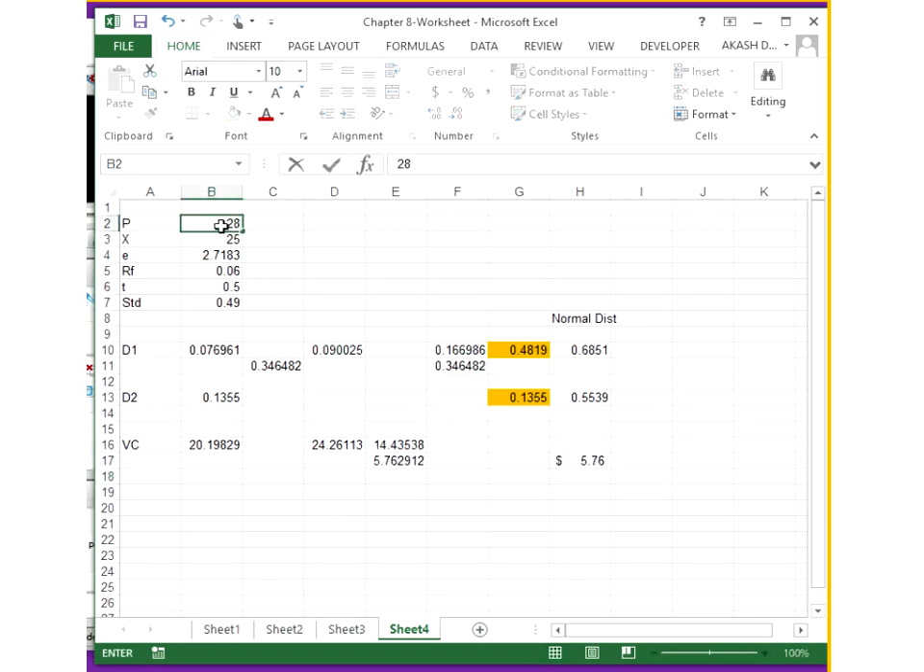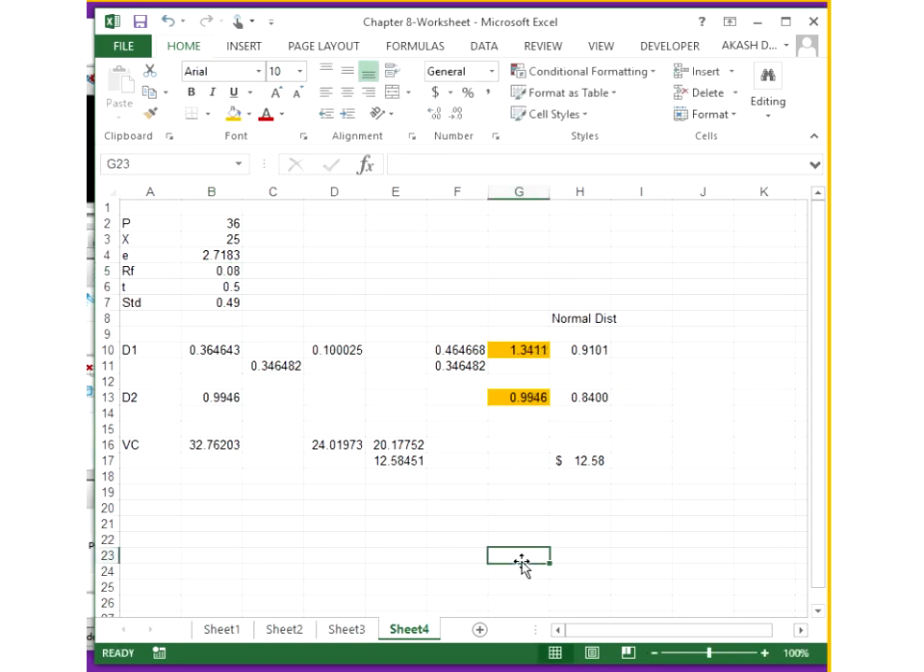Now the good thing is you got a working model. So for example, if the price changes to 28, all you have to do is just change from 27 to 28. It'll update. Now you got the fair value of the call option to 5.76. So you can play around with numbers. 36, it should be 12.38.